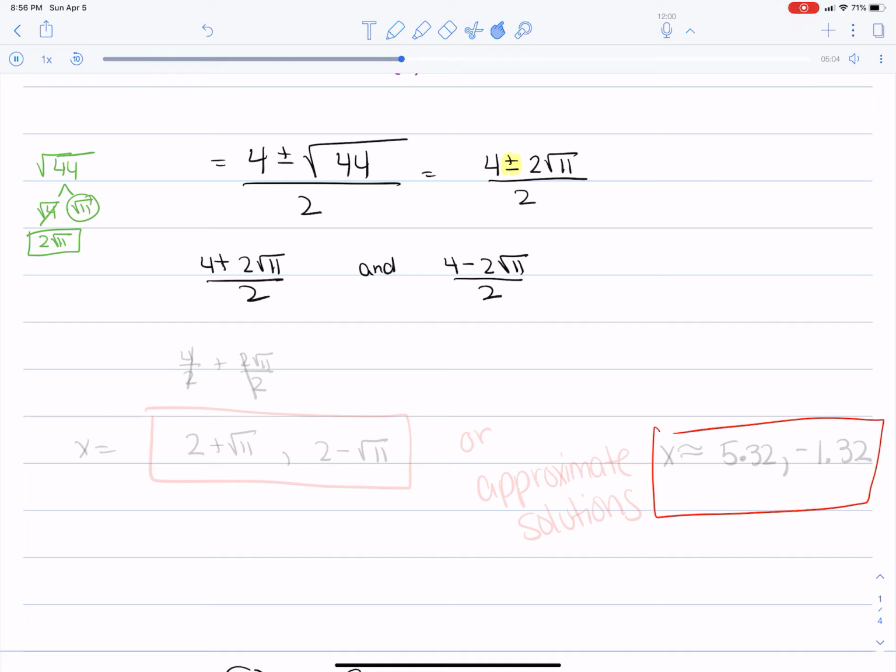Now your final solution really depends on what the question is asking. If they want approximate solutions, then we need to plug this into a calculator to find an approximate solution. If they just want a simplified form with a radical, we need to simplify this. Remember, fractions we can always break up, so we would have 4 over 2 plus 2 radical 11 over 2. Well, 4 over 2 reduces to 2, and 2 over 2 reduces to 1, so we just get 2 plus radical 11 and 2 minus radical 11. Those would be our two solutions.